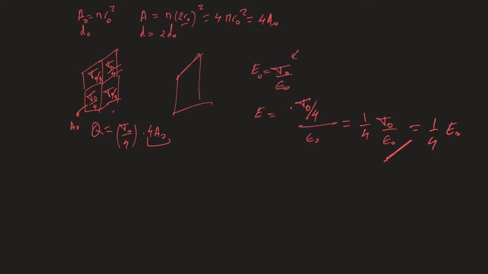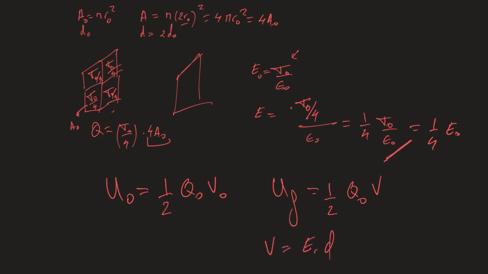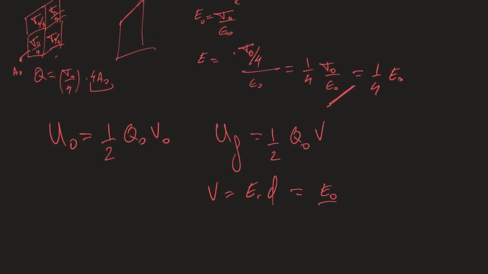I can solve the problem in several ways. The first way is to find the initial U0. Initial U0 is 1/2 Q0 V0. And the final U will be 1/2 Q final, that is Q0, it hasn't changed, times the new V. The new V is the new E times the new distance D. But the new E is E0 divided by 4, and the new distance D is 2 times D0. So it would be E0 multiplied by D0 divided by 2.